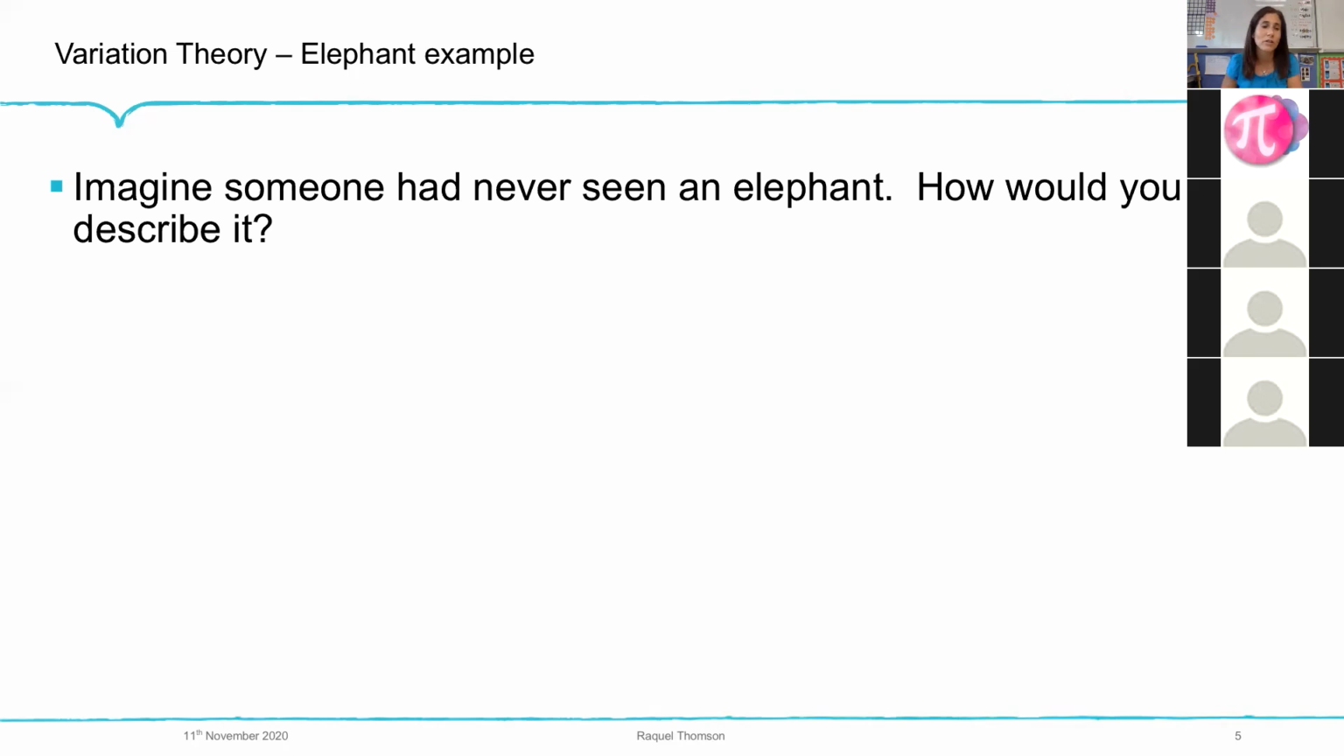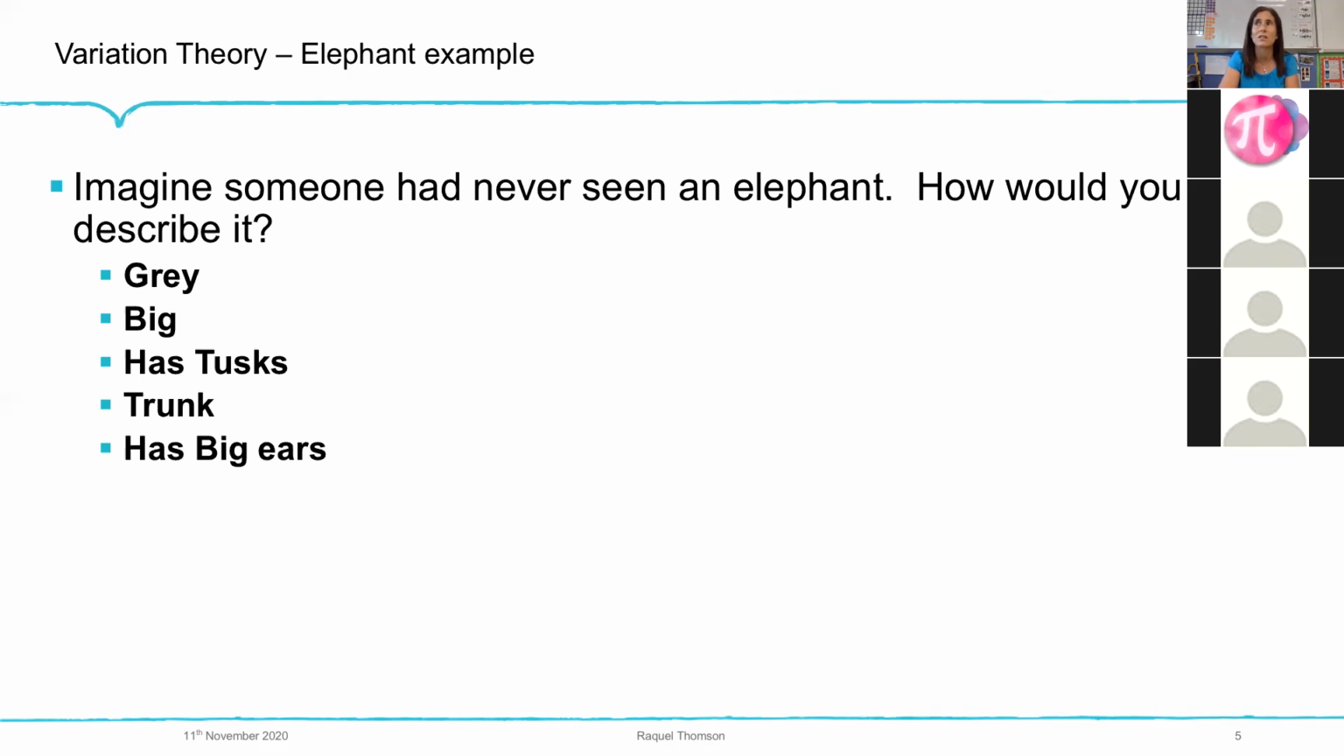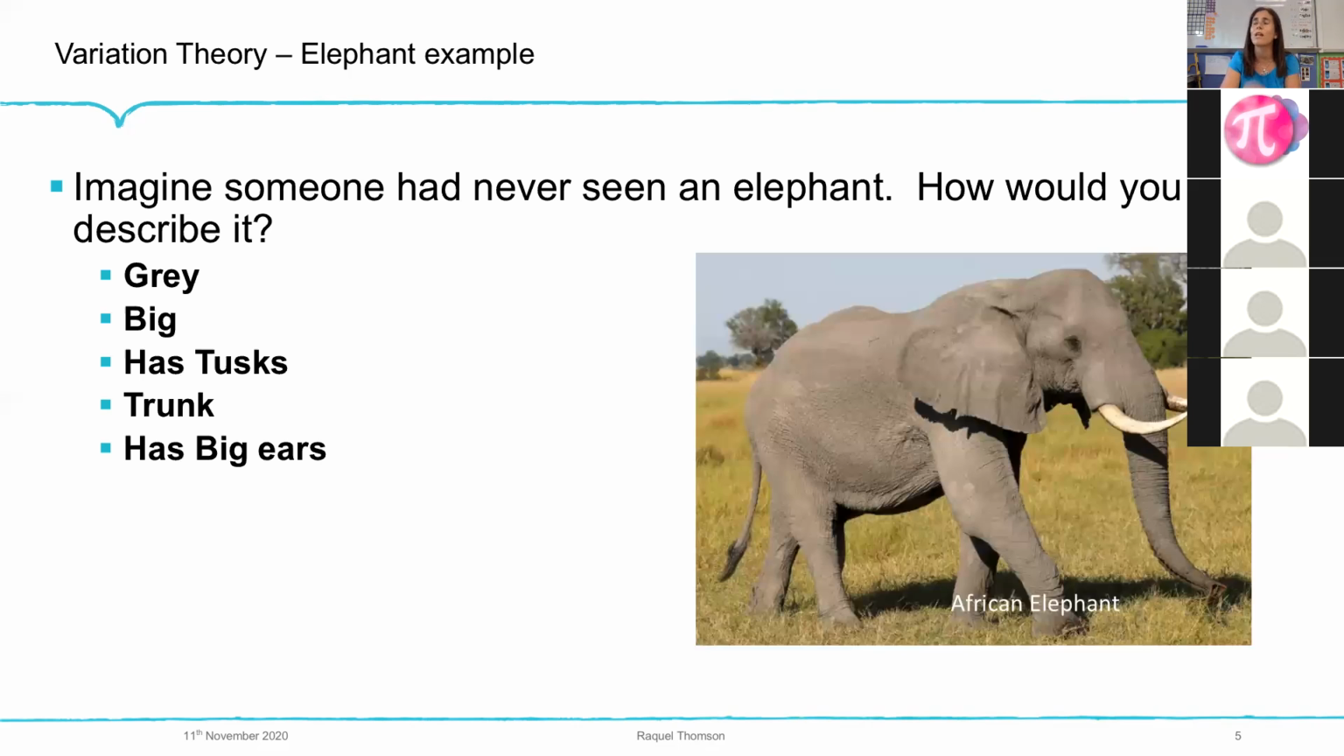If no one writes anything, of course, I've got my own ideas here already. Well, usually, yes: large, gray, four legs, has a trunk, big ears, excellent. So it goes with what I'm about to show you, that most people would come up with concepts such as it's gray, it's big, has tusks, has a trunk, and has big ears. So if you were to show this picture to the children, you'd go, does this match the concept that I've just described to you? And they would say, yes, of course.